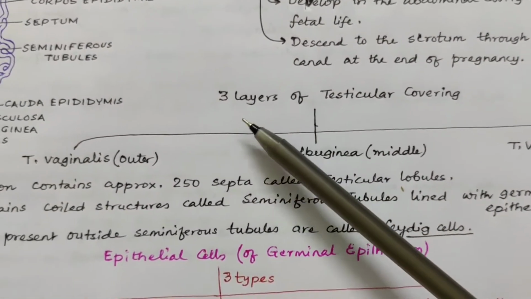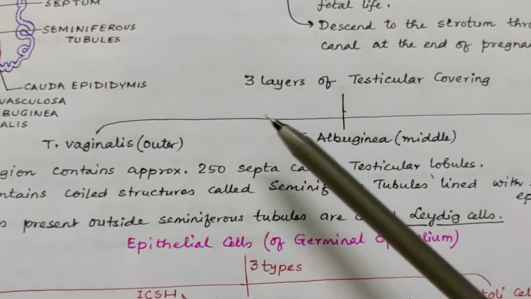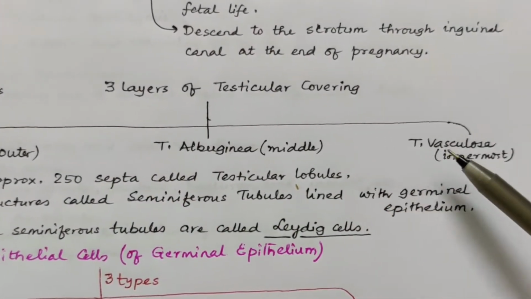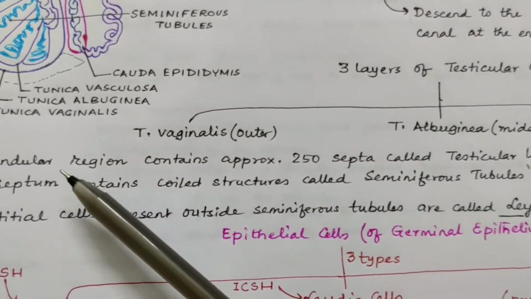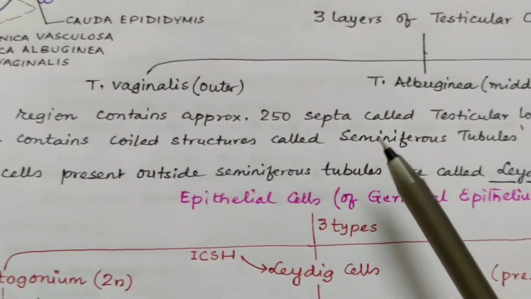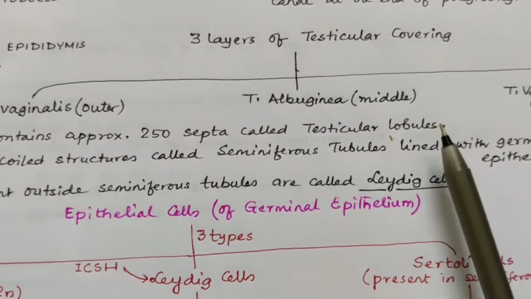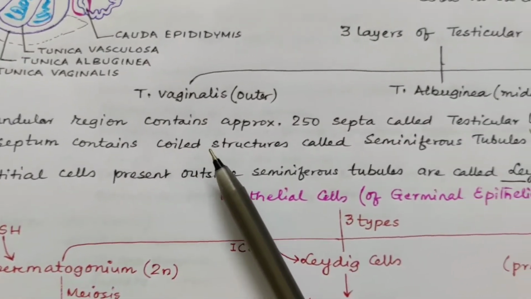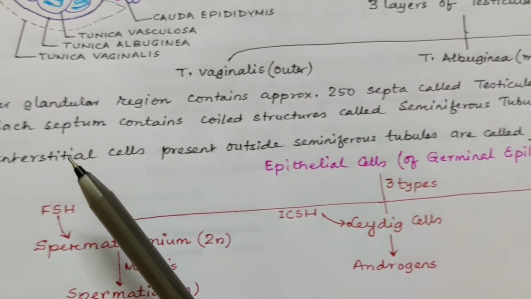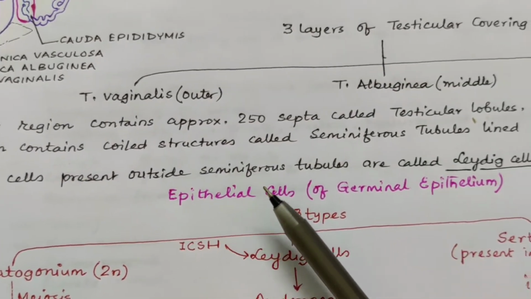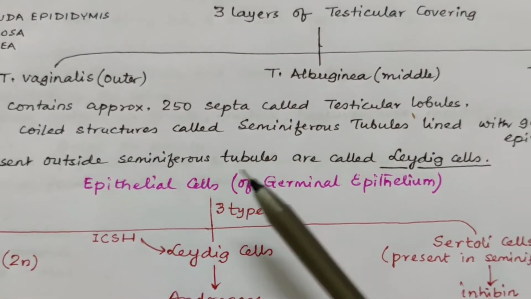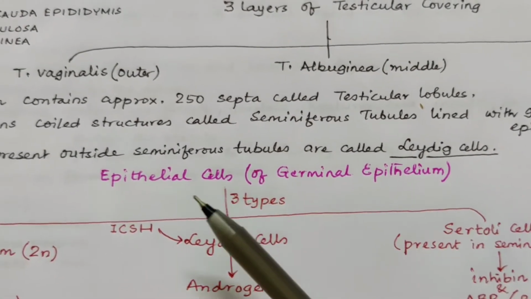Now, the three layers of testicular covering are, as I told you, tunica vaginalis the outer, tunica albuginea the middle, and tunica vasculosa the innermost. The inner glandular region contains approximately 250 septa called testicular lobules. Each septum contains coiled structures called seminiferous tubules, lined with germinal epithelium. Interstitial cells are present outside the seminiferous tubules. Those are called Leydig cells. They were discovered by Franz von Leydig.